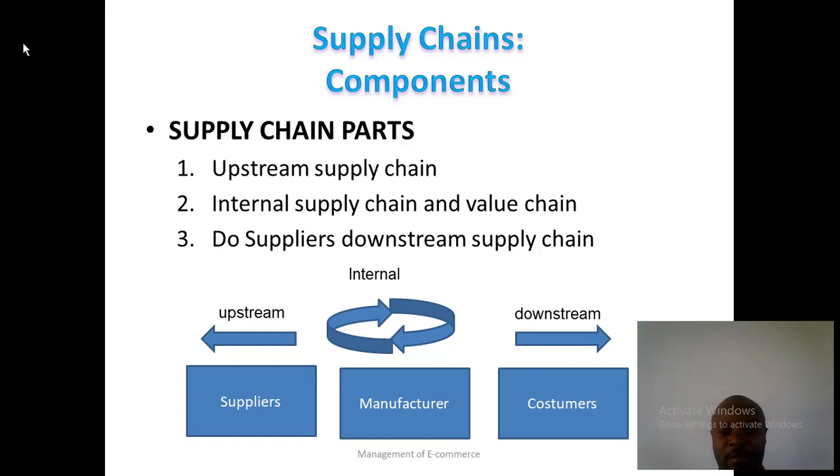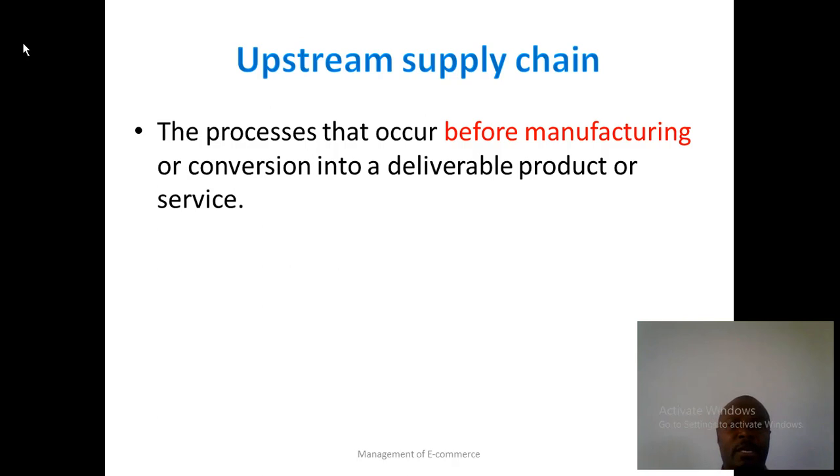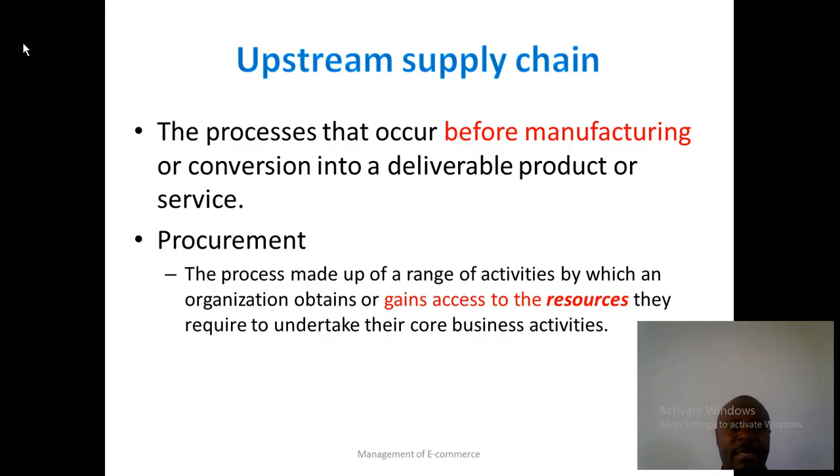Now, let me take a look again at the components of supply chain management. We said upstream supply chain. Those are the processes or activities which occur before manufacturing, or before conversion of raw materials into deliverable products or services. An example of those activities is procurement. Procurement is made up of a range of activities which include sourcing of raw materials, establishing a relationship with those suppliers, and planning on how those raw materials should be delivered to the manufacturers. That's procurement.